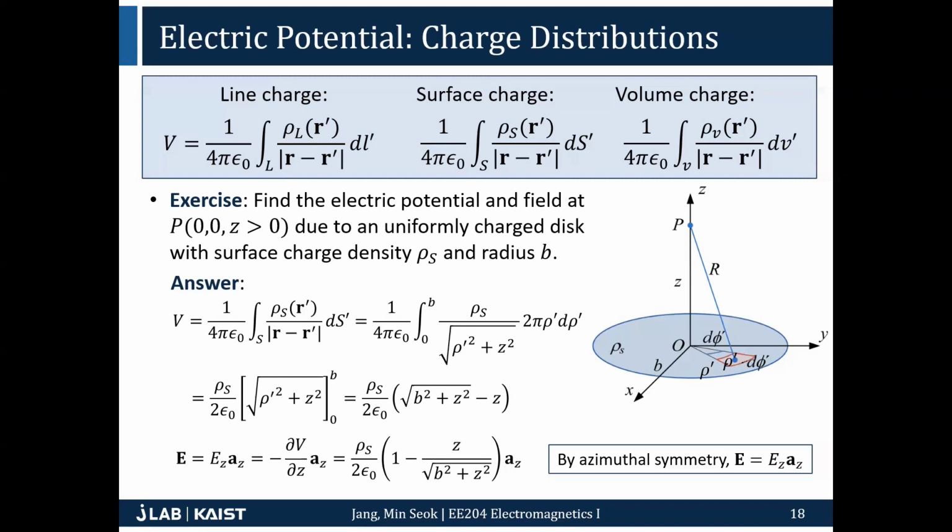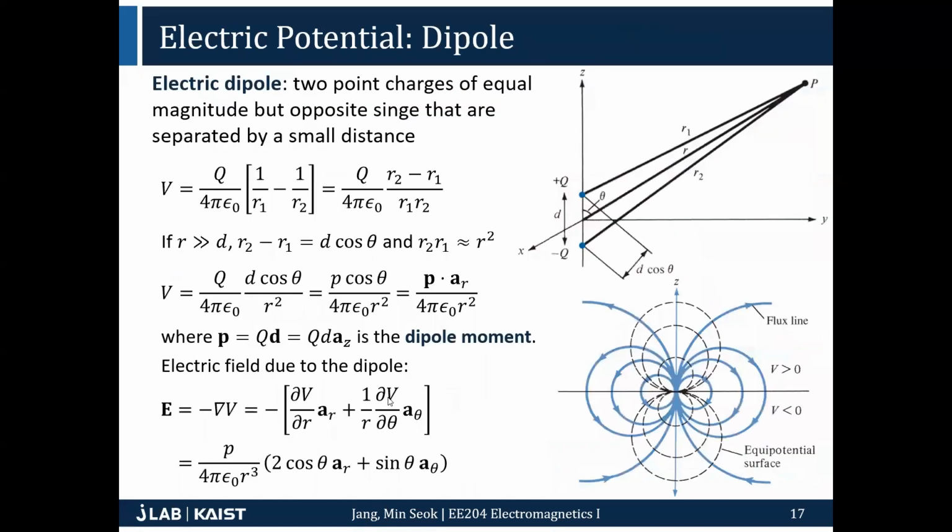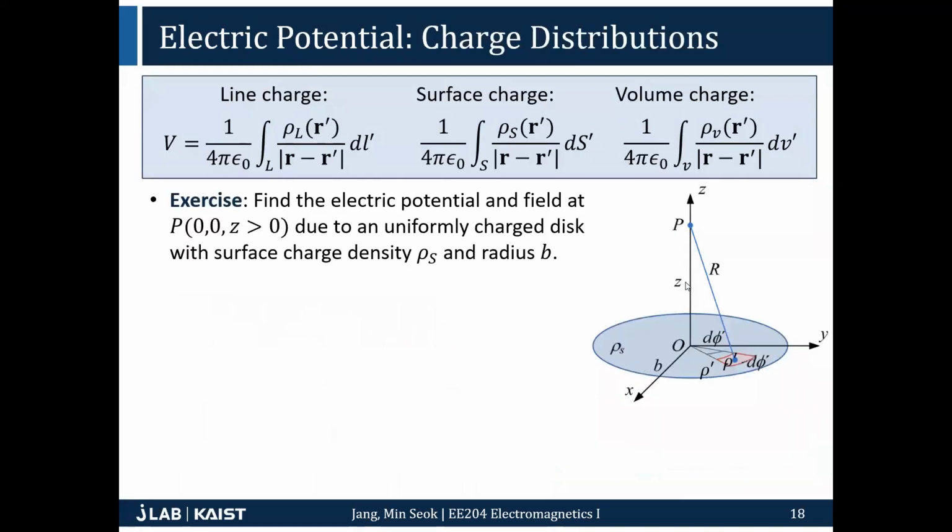Okay. And here's a question. Assuming that you don't know the answer, going back to this position, when z is much larger than b, what would be your solution? When z is much larger than b, what does this disk look like?